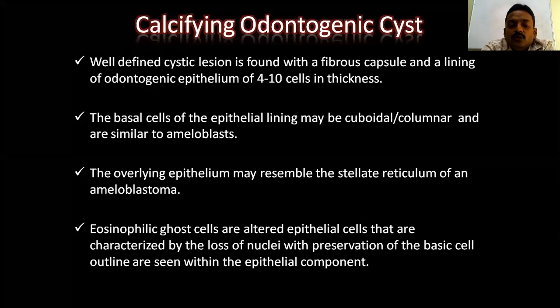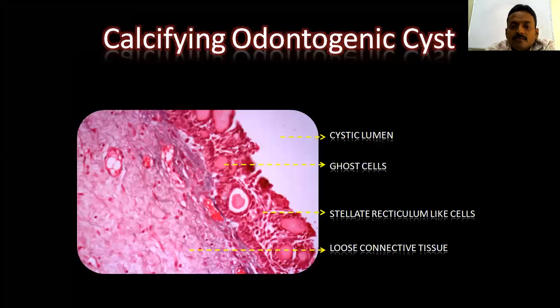The eosinophilic ghost cells are altered epithelial cells and are characterized by the loss of nuclei with preservation of the basic cell outline, and are seen within the epithelial components. Here we can see the cystic lumen, the large ghost cells and the stellate reticulum-like cells, which show large connective tissue spaces.